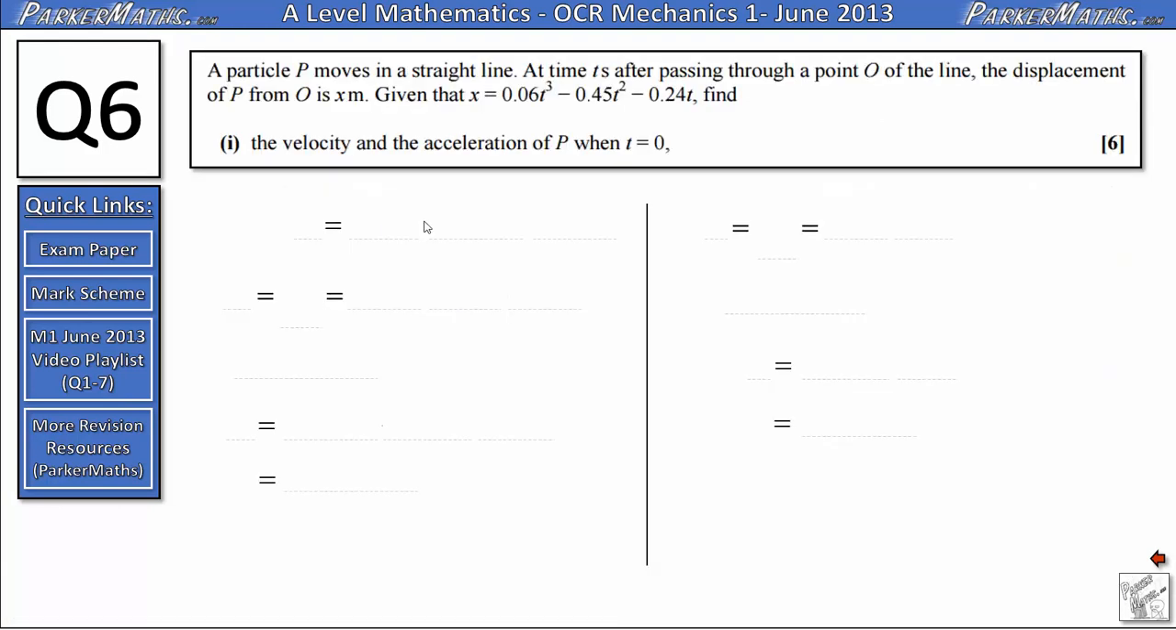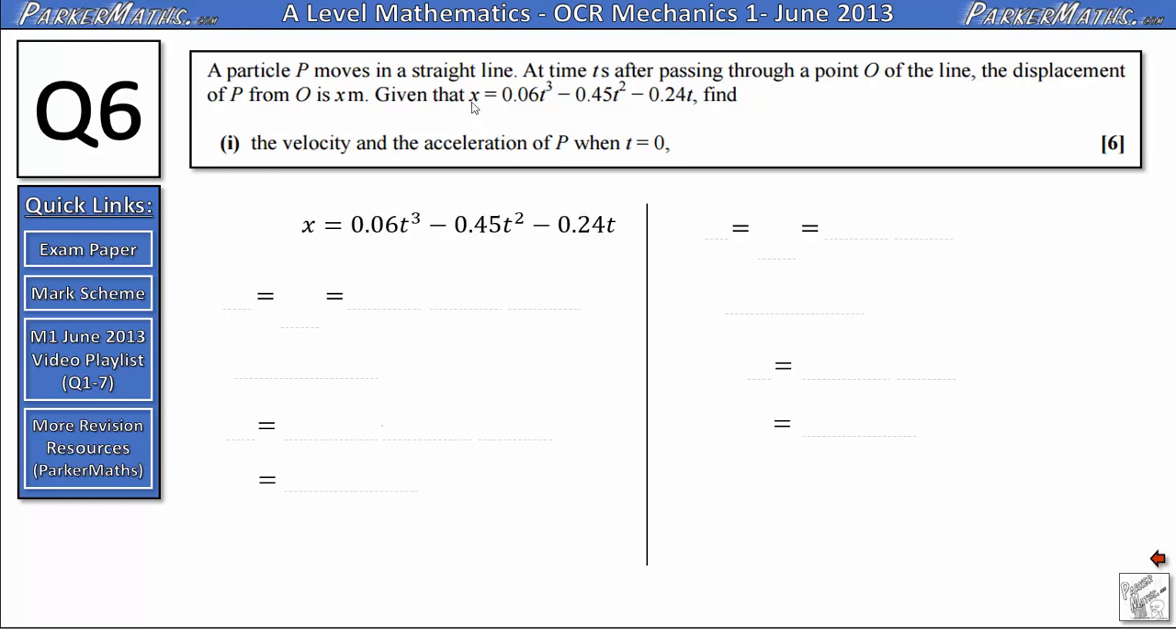A particle P moves in a straight line. At time t seconds after passing through a point O of the line, the displacement of P from O is x meters. Given that x equals 0.06 t cubed minus 0.45 t squared minus 0.24 t, find the velocity and acceleration of P when t equals 0.